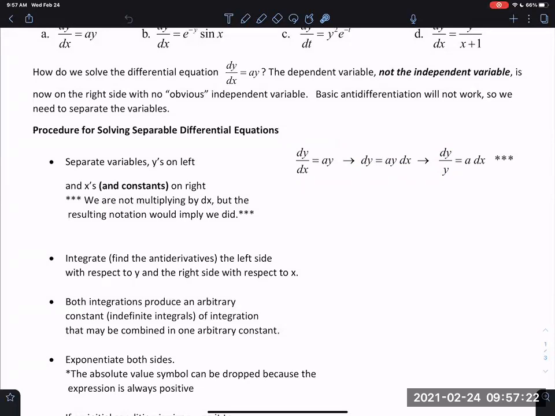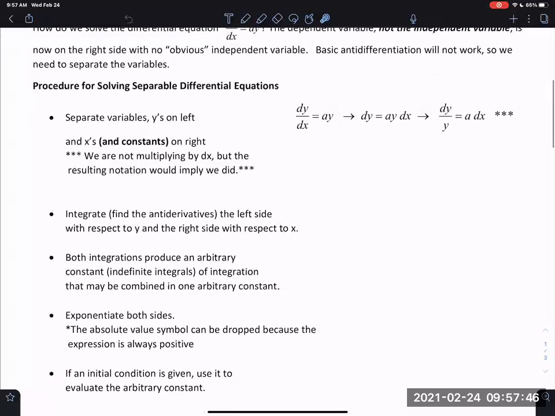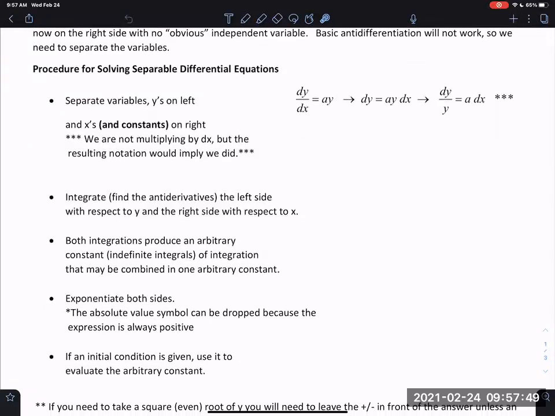I have a set of 3 asterisks, just noting something. We are not multiplying by dx, but the resulting notation would imply that we did. We're moving it, we're separating the variables. It's not an actual operation of multiplication, okay? Not that you need to know any of that. Just keep that in the back of your mind. It's not actually multiplying by it. We are simply at the stage of separation, okay? All right, the next move we need to make is we need to integrate the left side with respect to y and the right side with respect to x.